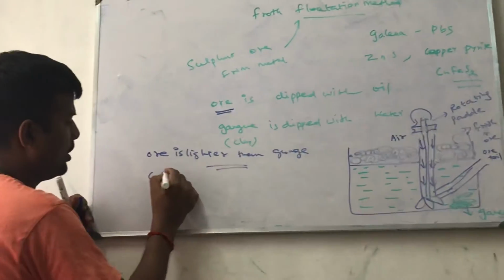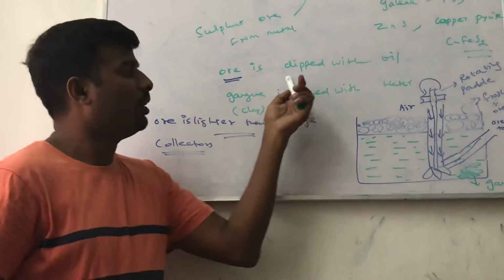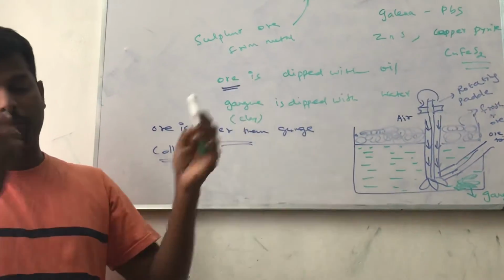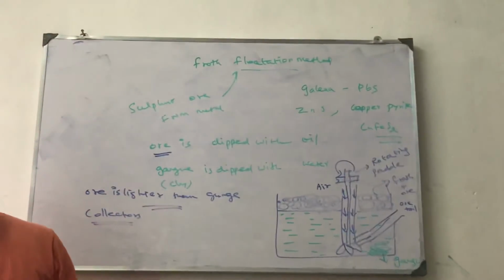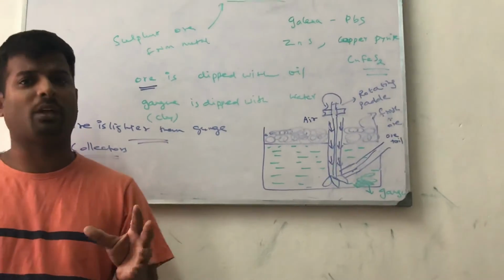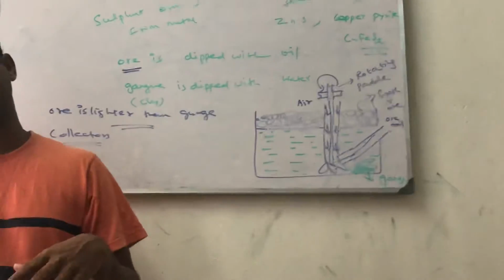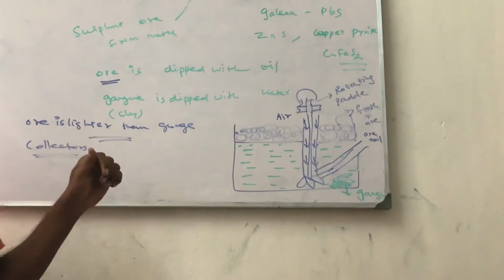What are collectors? Collectors are used to make a suspension. First you have to make the ore into powder and mix it with water to make a suspension in the tank. Suspension, we know, is a solid in a liquid. Sand and water is a suspension. Like that, make a suspension.